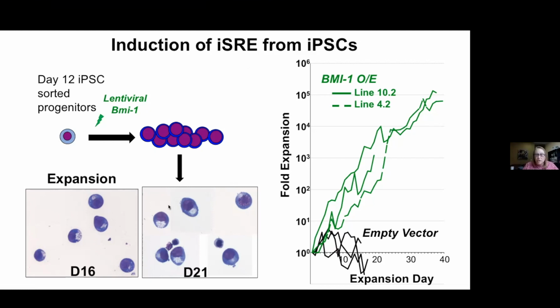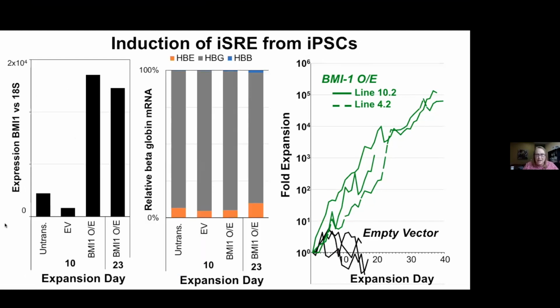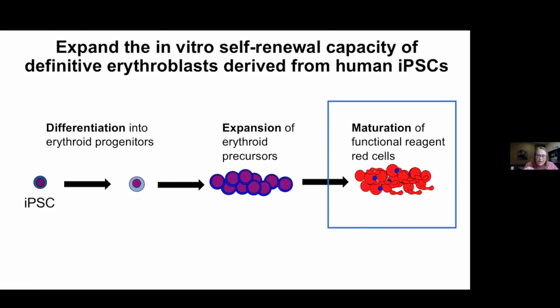And we found that we also saw an expansion of cells that had the morphology of immature erythroblasts. They also maintain high levels of expression of BMI1 with this vector. And importantly, they express a fetal pattern of beta globins. So then we needed to take those cells and mature them to functional red blood cells.